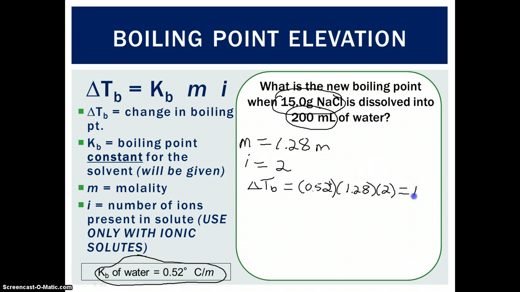Your change in temperature is 1.33 degrees. So boiling point elevation, the change in temperature is a positive number. It increases. So I need to figure out my new boiling point. I'm starting at 100 and I'm elevating by 1.33. So my new temperature for boiling point is 101.3 degrees Celsius. Don't forget this last step. Just because you calculate delta T doesn't mean you have your answer.